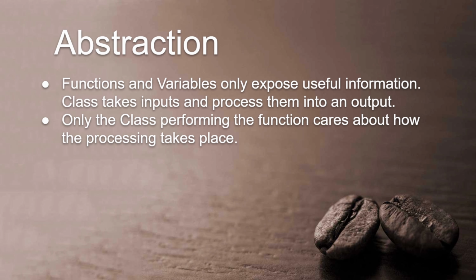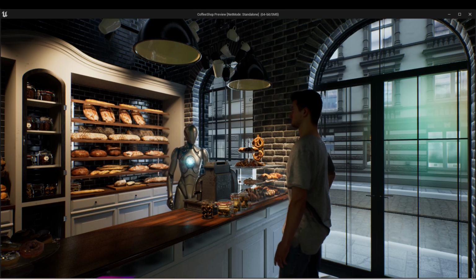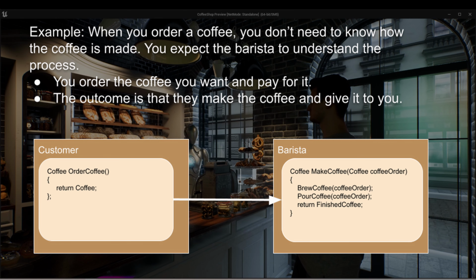Abstraction means that the functions and variables only expose useful information. The class takes inputs, processes them, and then sends an output. And only the class performing the function cares about how the processing takes place. So our customer orders the coffee, and they give the money, and they expect an output of coffee. The customer doesn't need to know how the coffee is made. They expect the barista understands this process, and they'll provide the proper outcome based upon their order.